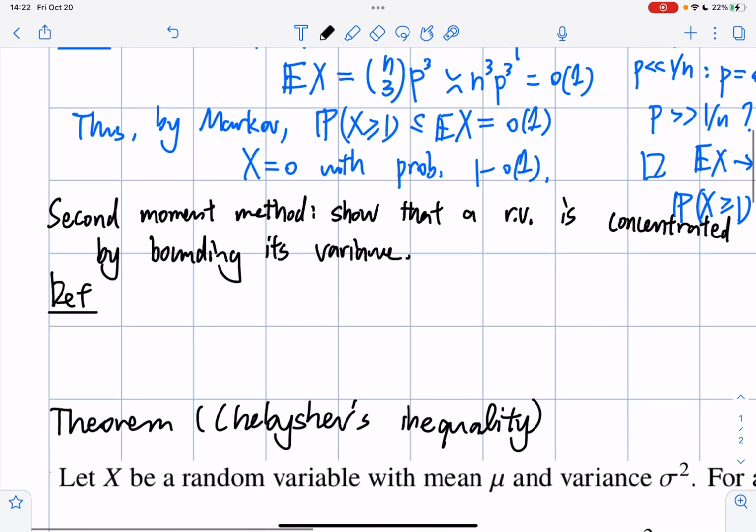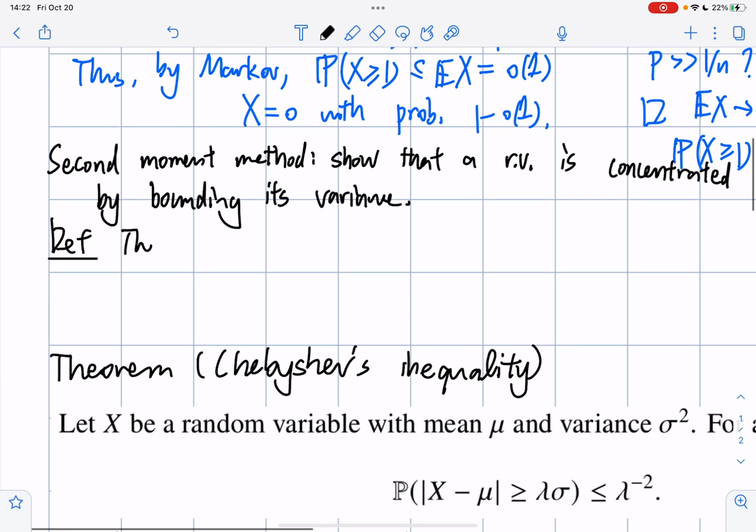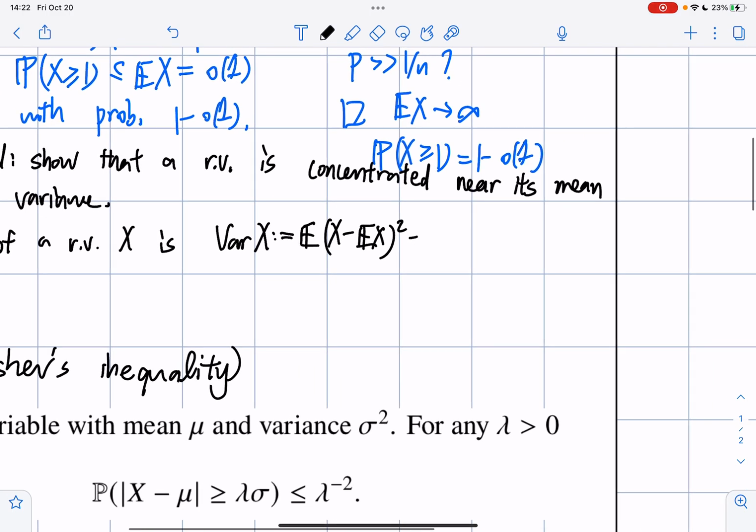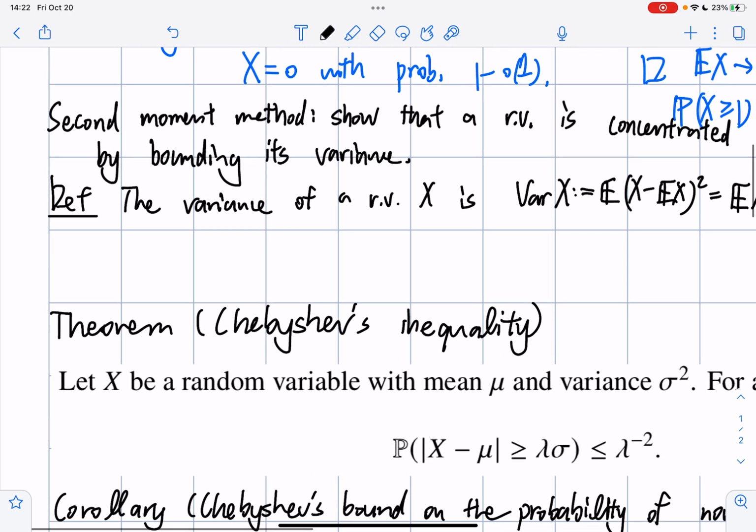The variance of a random variable, let's say the random variable is X, is defined as the expectation of the square of X minus its mean. And we can expand it, and by some algebra, you'll find that it equals the expectation of X squared minus the square of its expectation, its mean.